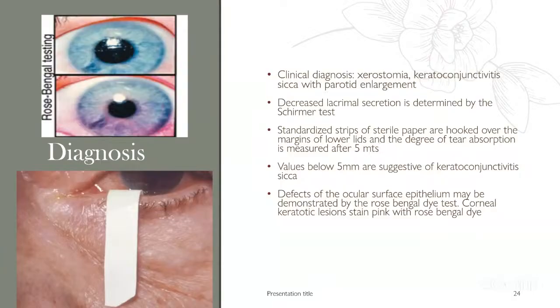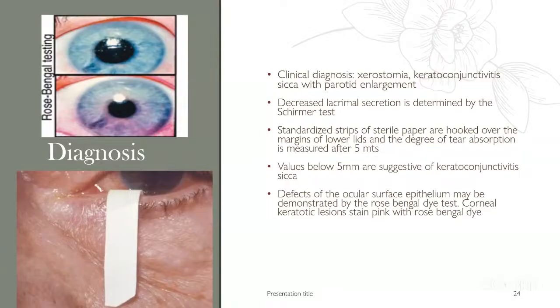have standardized sterile paper strips which are hooked over the margin of the lower lids, and the amount of tear absorption is measured after 5 minutes. So if the value is below 5 mm, it's indicative of dry eyes.